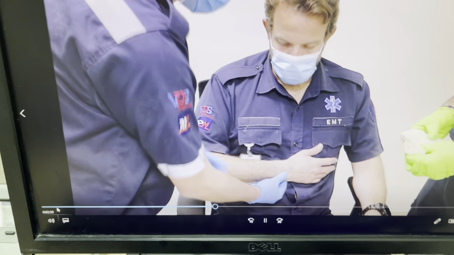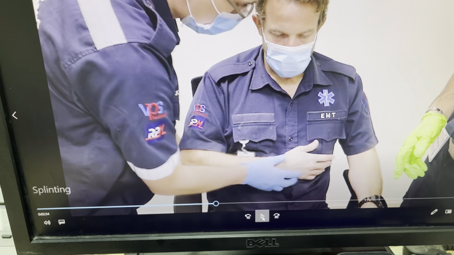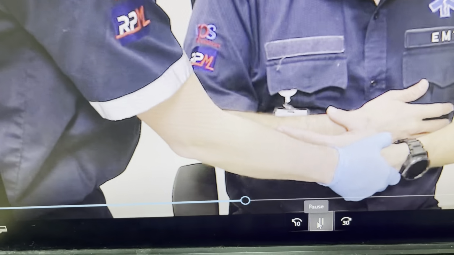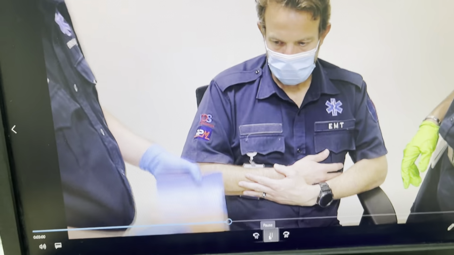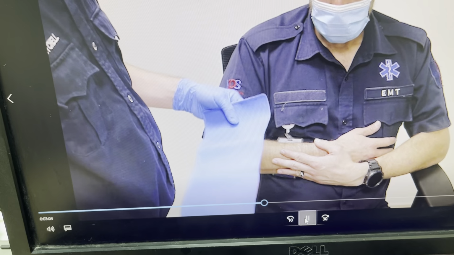The same steps are used when applying the SAM splint to a fractured limb. It will be demonstrated in the video. Always remember that the strength of the SAM splint comes from its fold.